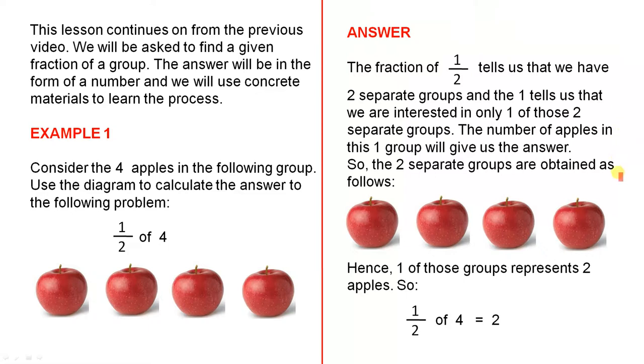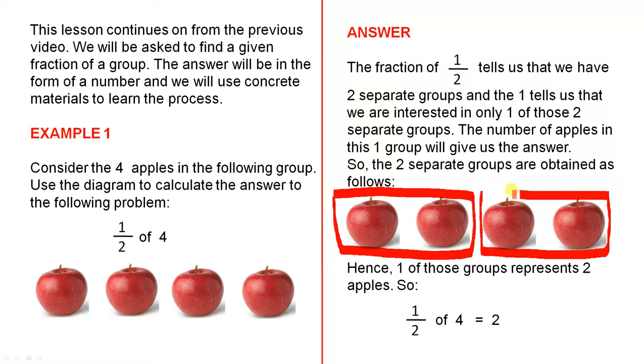So, the 2 separate groups are obtained as follows. Here's one group, and here's the other one. So there are our 2 separate groups. Hence, one of those groups represents 2 apples. 1, 2. So, a half of 4 equals 2.